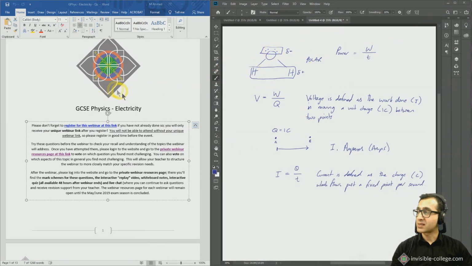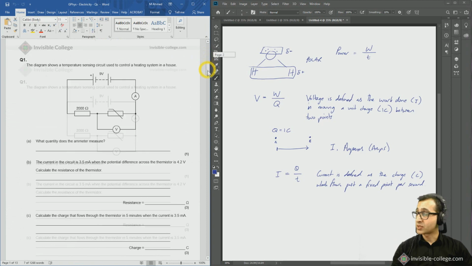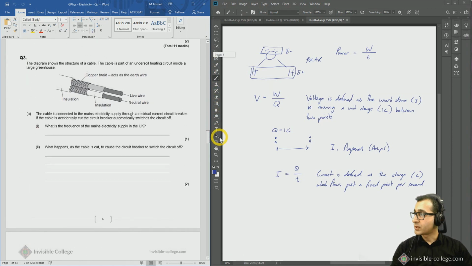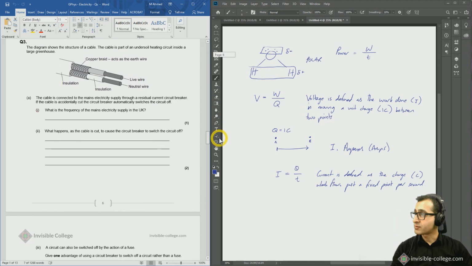Okay, so let's have a crack at some of these exam questions. The one that most of you voted for by far as being the toughest question here was, I believe, question 3. So let's have a look at question 3. The diagram shows the structure of a cable. The cable is part of an undersoil heating circuit inside a large greenhouse.